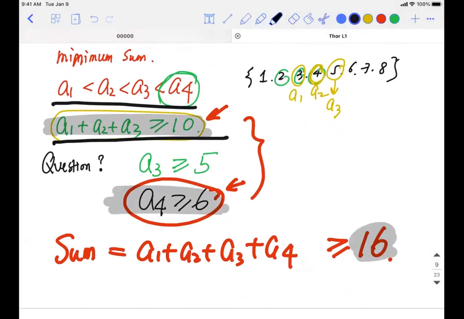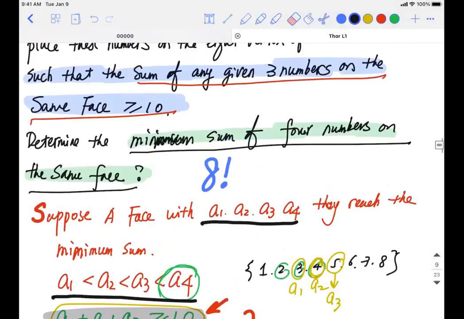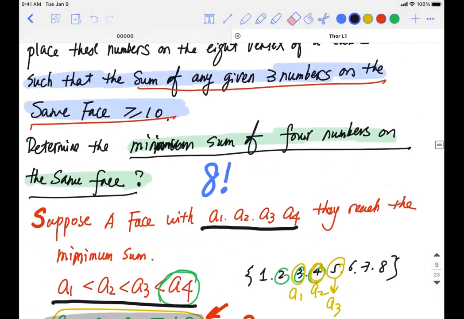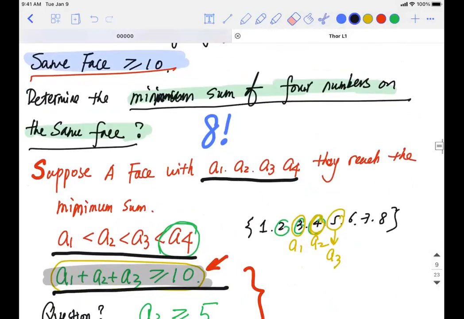Okay, so a student got a question. Can we explain again how A1 plus A2 plus A3 is greater or equal to 10? No problem. Because the question asks you to try to find a minimum face. So in this face, the minimum sum of 4 numbers is the sum of the 4 numbers that is the minimum. So suppose I just find out such a face.